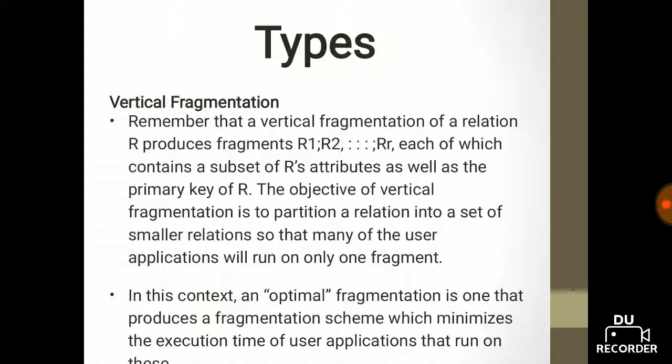It has also been suggested that the most active subrelations can be identified and placed in a faster memory subsystem in those cases where memory hierarchies are supported. In this context, an optimal fragmentation is one that produces a fragmentation scheme which minimizes the execution time of user applications that run on these.